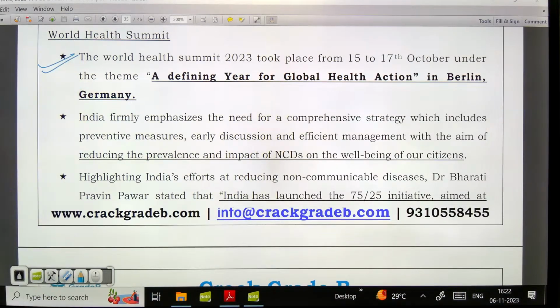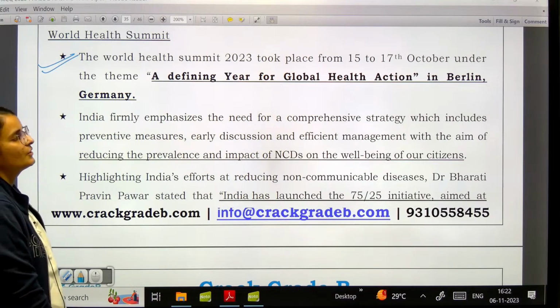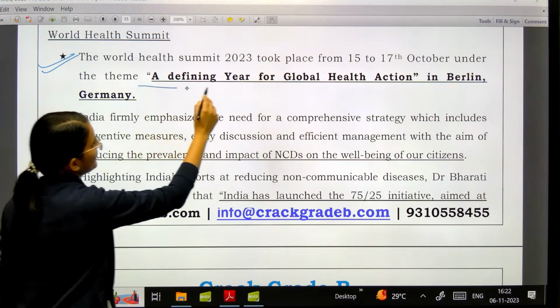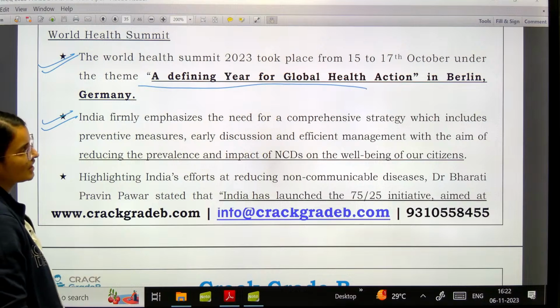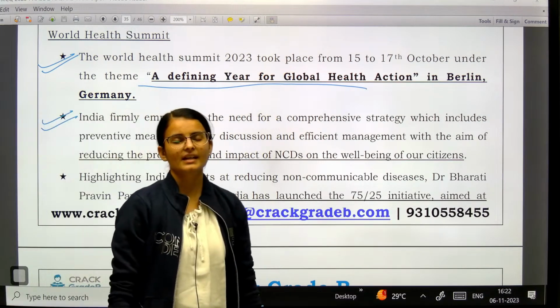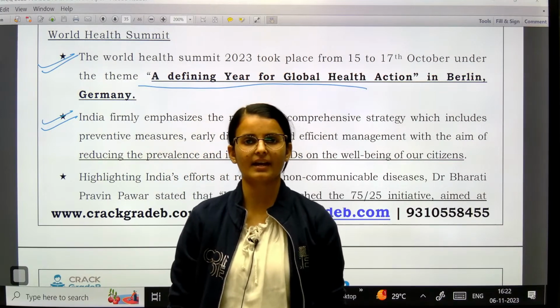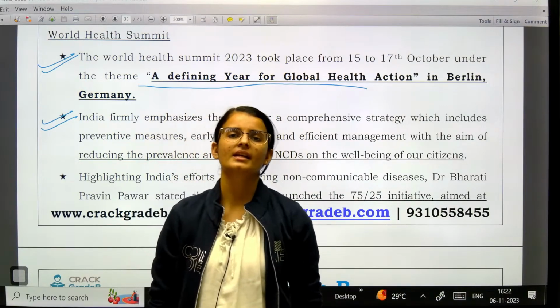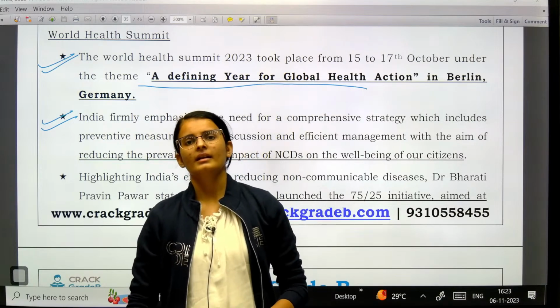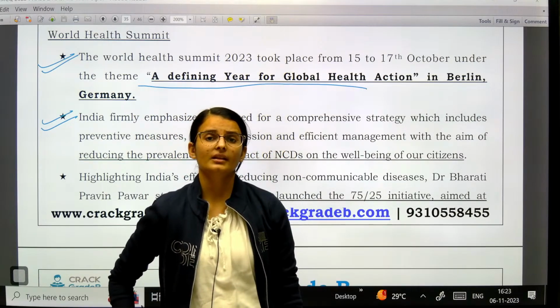So the World Health Summit 2023 took place from 15th to 17th of October under the theme A Defining Year for Global Health Action. This was held in Berlin, Germany, and India firmly emphasizes the need for a comprehensive strategy which includes preventive measures, early detection, and efficient management with the aim of reducing the prevalence and impact of non-communicable disease on the well-being of our citizens. So basically our government has launched various initiatives to tackle non-communicable disease currently and in the past also. Starting from 2010 onwards, government is continuously taking actions for spreading awareness and tackling non-communicable diseases.